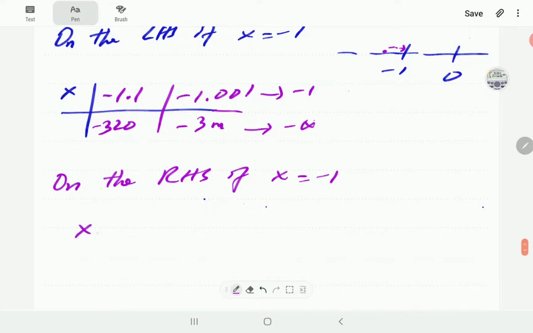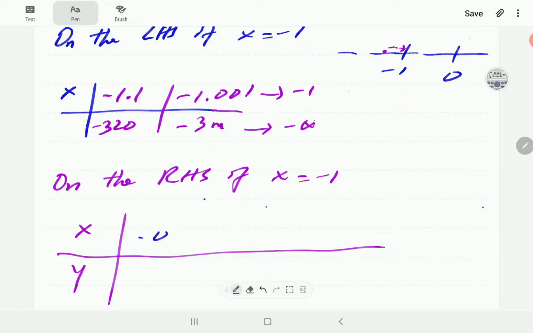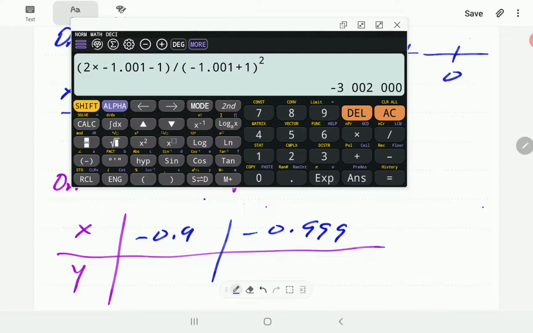Then we're going to do the same thing on the right-hand side of negative 1 this time. This time we're going to have the likes of negative 0.9. Go back to this calculation. All we're going to do is replace this by 0.9 and that one by 0.9. That gives us negative 280. Then if we do 0.999, that's going to be negative 2 million something. So again, as x is going to negative 1, this is going to negative infinity.